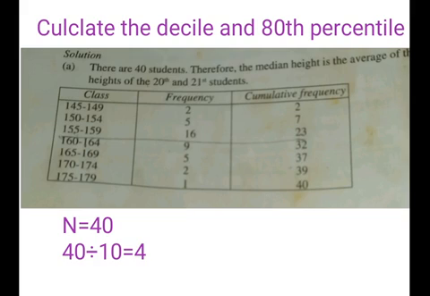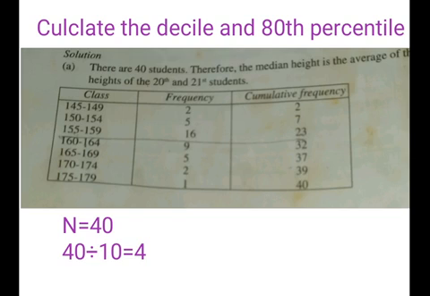So you have to get that column of cumulative frequency. After having the column, you look for the class to work with. Which class are we working with? Now, if we are calculating the decile, n we know is equal to 40. So 40 divided by 10 is 4. So we are looking at the class where the fourth student belongs.